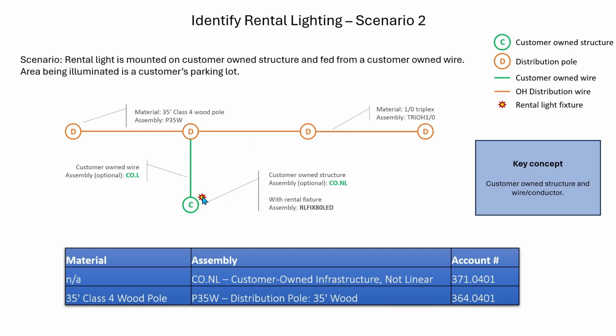The street light fixture is going to be considered a rental light because it is used for the illumination of the customer's parking lot, just like in scenario 1. And so we do have the RL fixture assembly listed instead of a street light fixture.